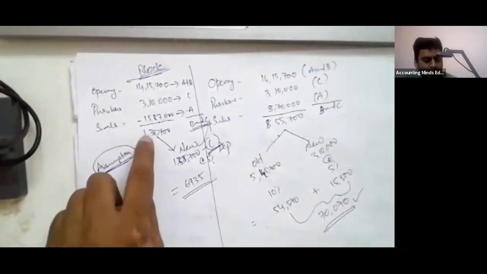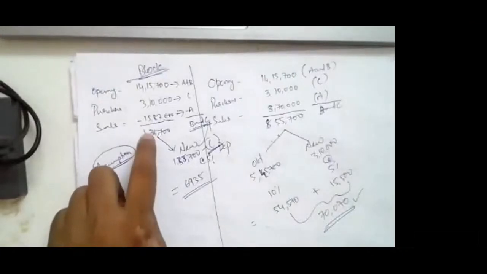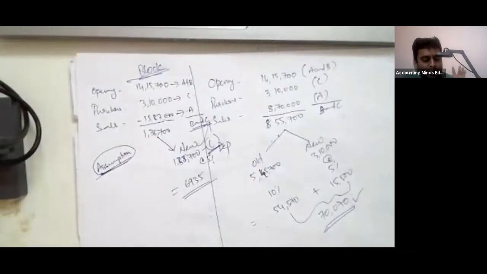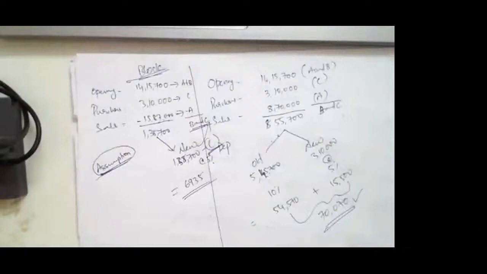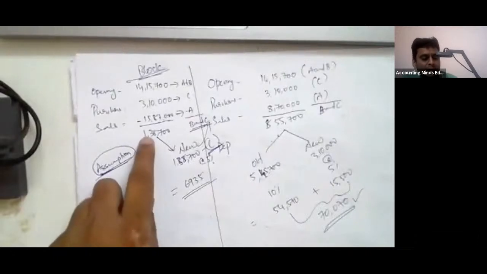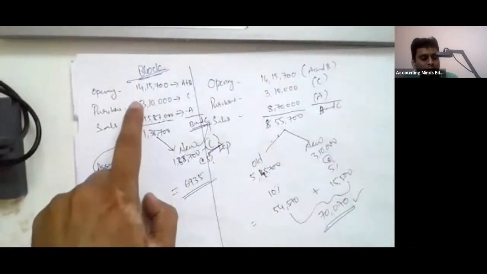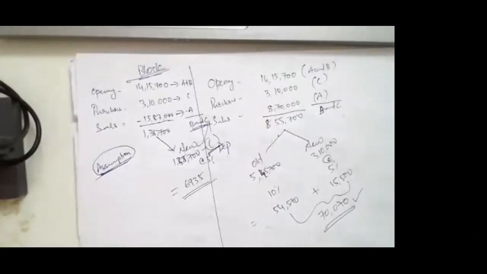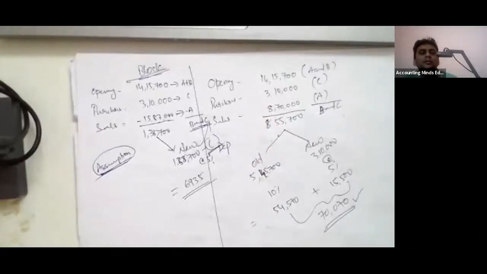This is the written down value. Written down value is considered to be the value of the new asset which you purchased. That is the rule. Ideally it should be more than 3,10,000, but it is not. Then what will you assume? The value of the new asset. This is the value of the new asset. That's it.